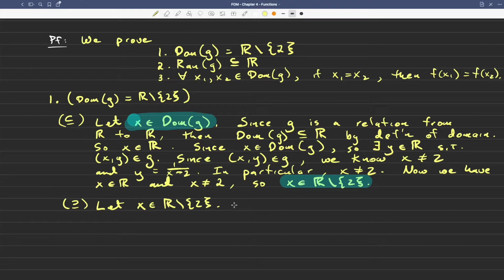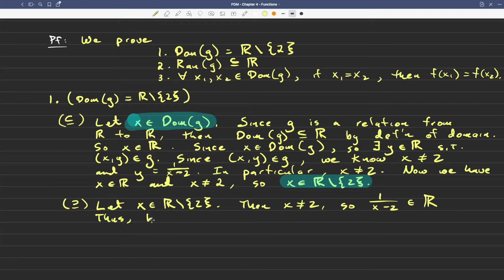Well, all we have to do is point out that x is paired up with some second component in the relation, so that we get an ordered pair in the relation where x is the first component. Well, we know what x has to pair with. If it's going to be a first component in the relation, it's got to pair with 1 over x minus 2. So we just need to point out that x is not equal to 2. So 1 over x minus 2 is a real number. As long as you do 1 over a real number that's not equal to 0 in the denominator, then you get a real number.